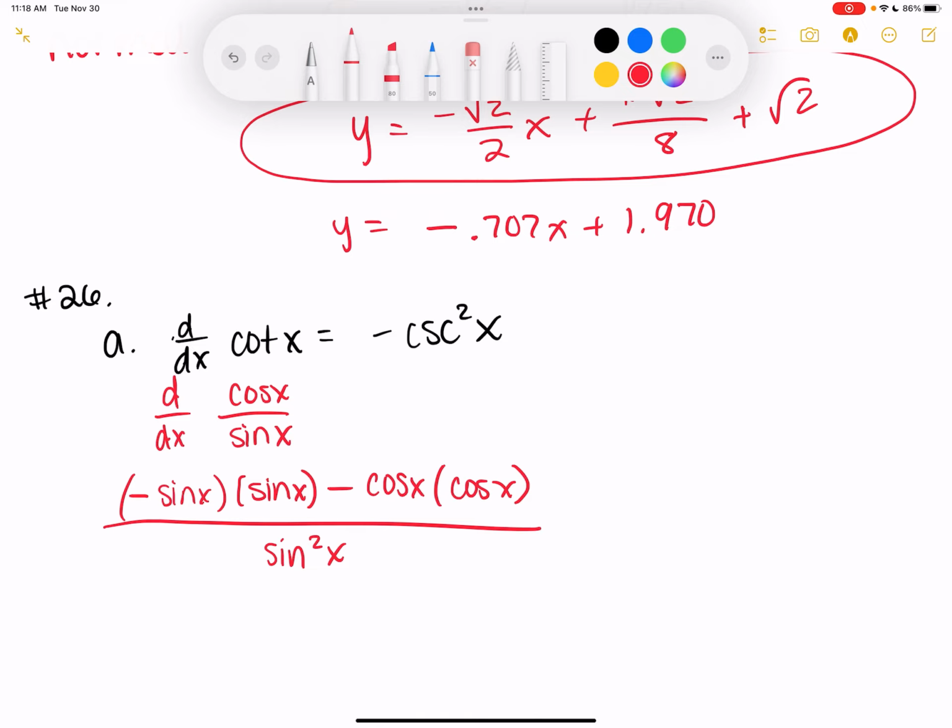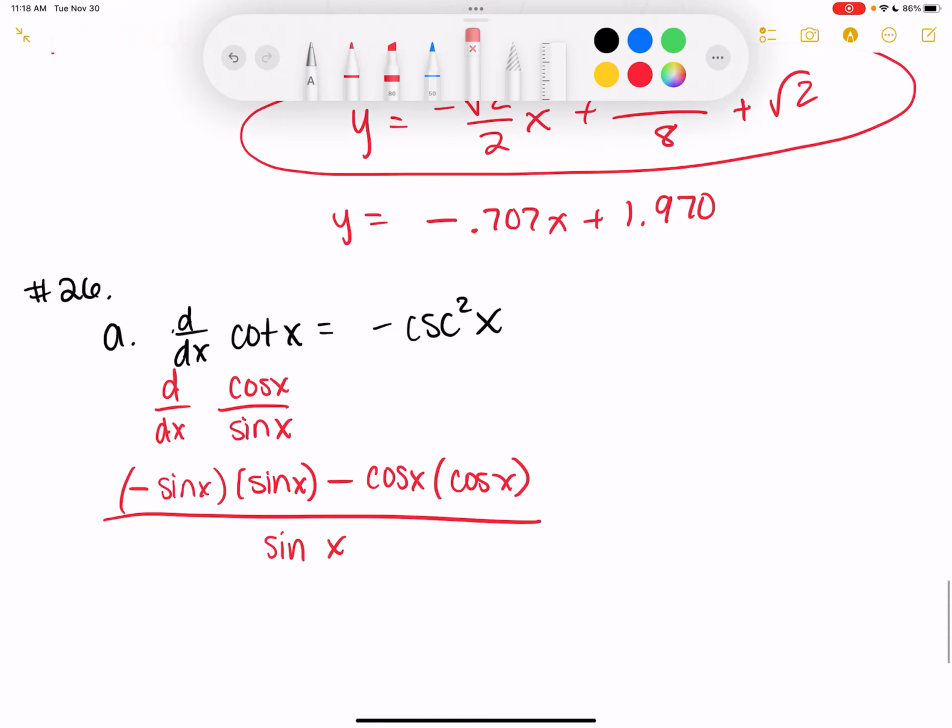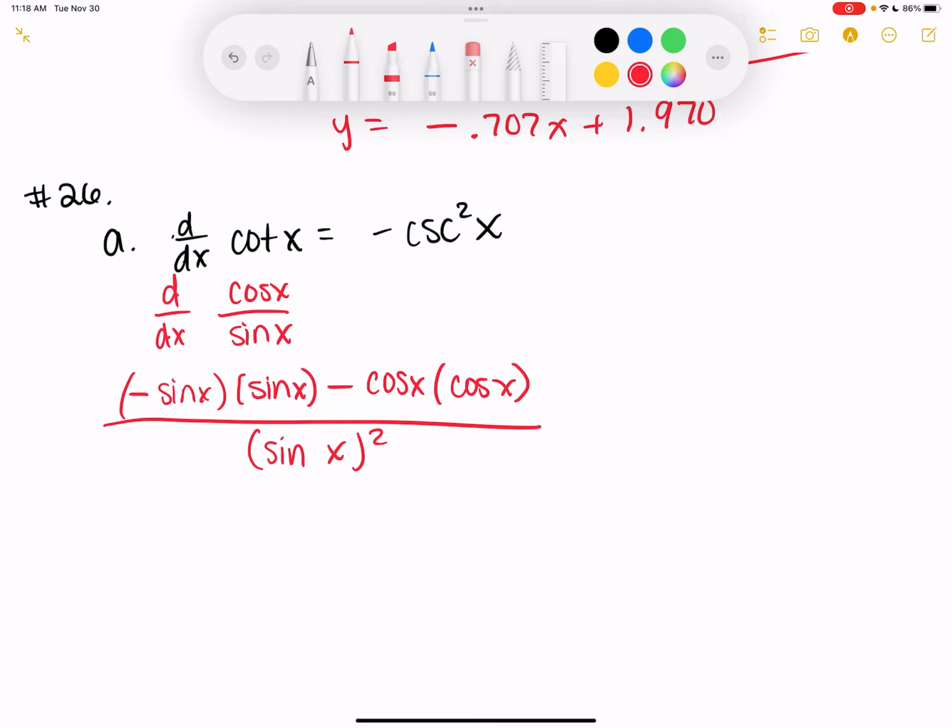Okay, and that, just for reference, is the same thing as this. I suspect y'all know that, but it doesn't matter which way you write it. So this gives us minus sine squared of x minus cosine squared of x all over sine squared of x.